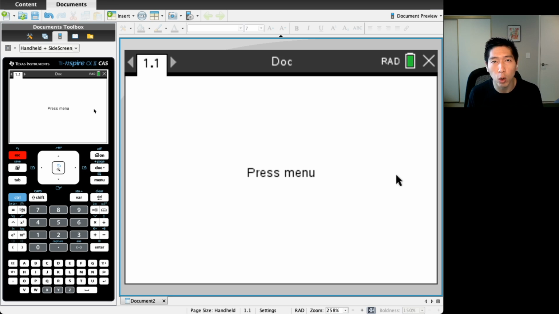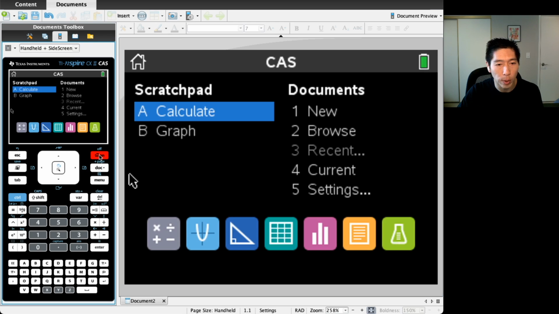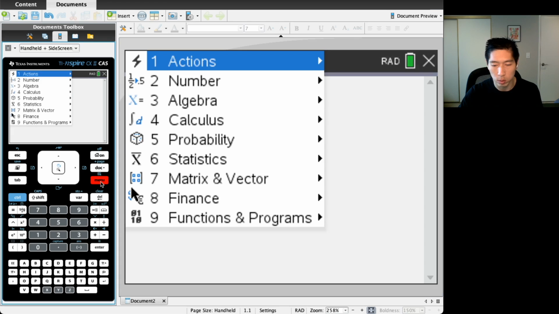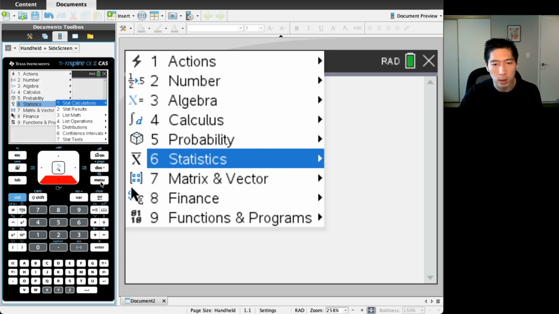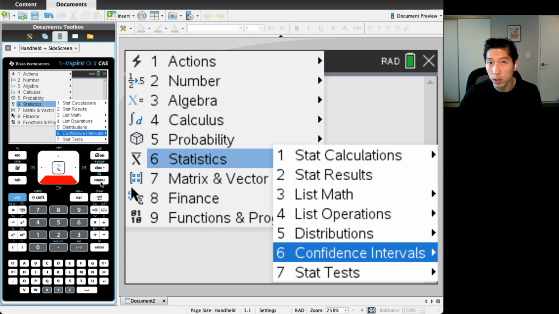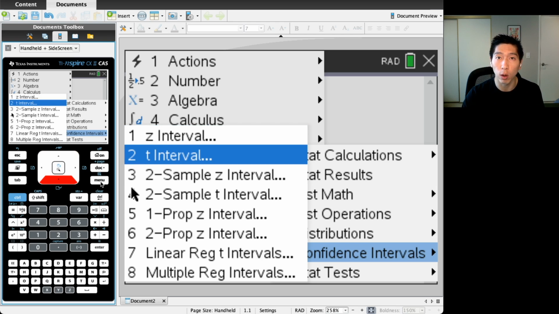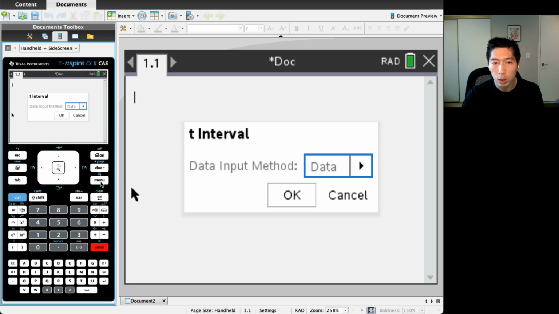You're always going to want to know which app to use. We're going to have to use the calculator app for this. So you go to the home button, and we're going to select the calculator app. We're going to select Menu, Statistics, Confidence Interval, and we're constructing a one sample t-interval for means. So there's nothing for sample means. You just have to know that this is what we call a t-interval. You have two options.